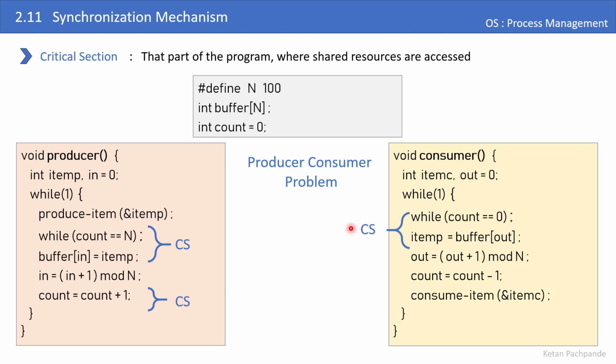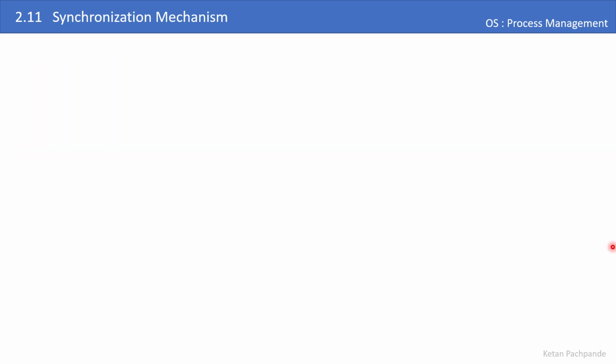Similarly, in the consumer, these two statements are using the common variables, global variables I would say, or shared variables. And again, count equals count minus 1 modifies the value of count, so I can call this statement the critical section as well. So whenever you write any program, as a programmer, you first need to identify your critical section instructions or statements.